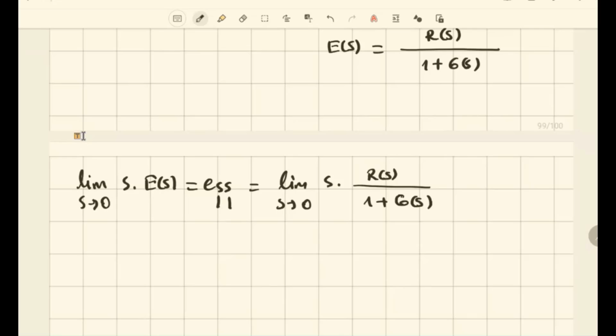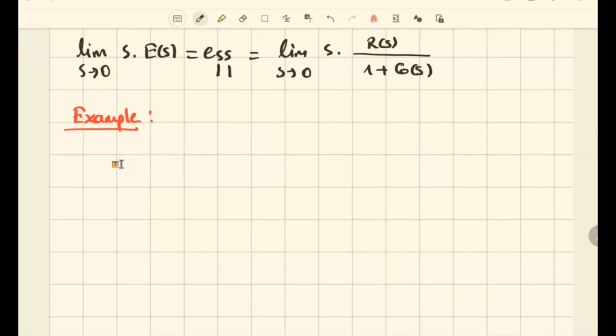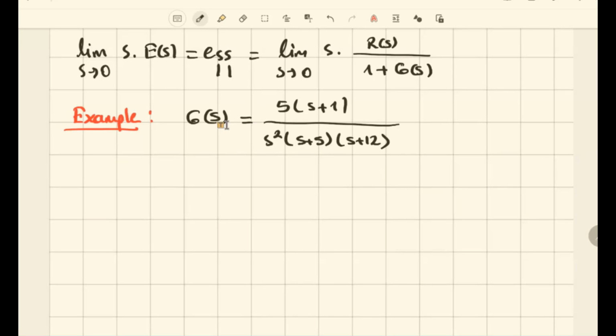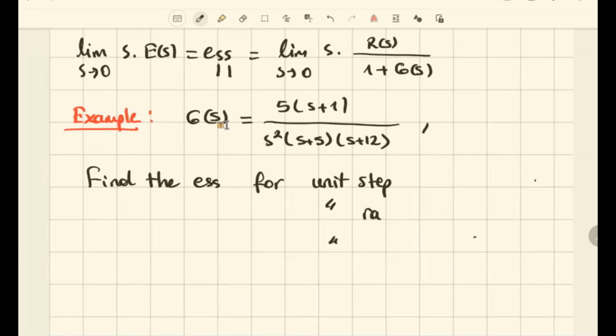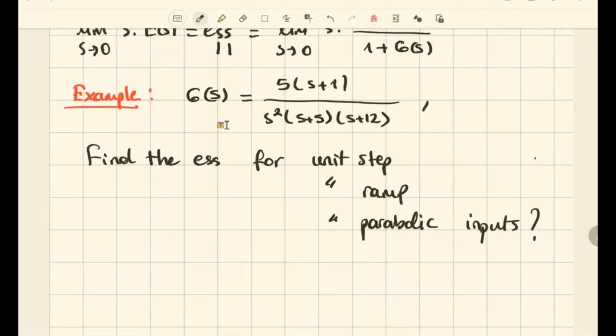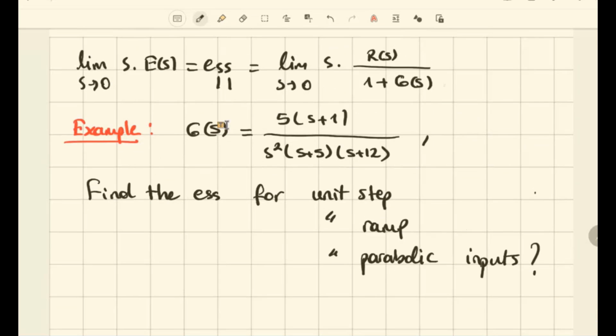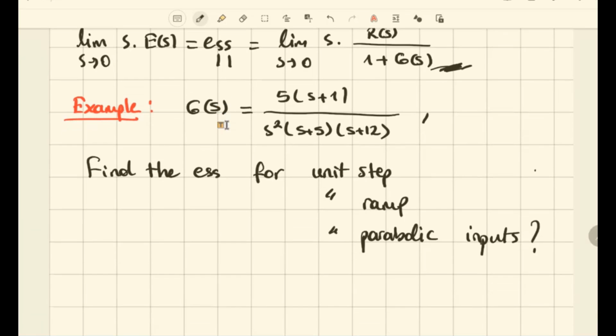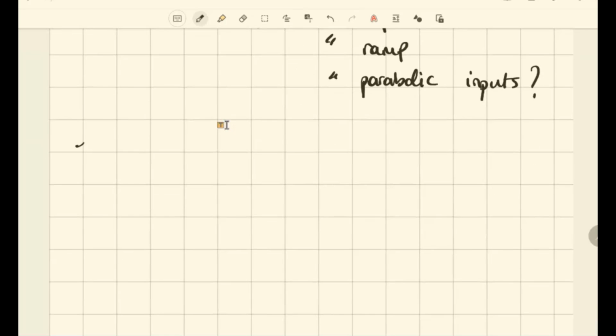Maybe we can do an example for this condition. Assume that we have a system which has 5 times (s plus 1) divided by s squared times (s squared plus 5s plus 12). This is the open loop transfer function for a unity feedback system. Find the ess for unit step, unit ramp, and unit parabolic. Let's find it now. If the system is negative unity feedback, we already know the steady state error formula as you see here.